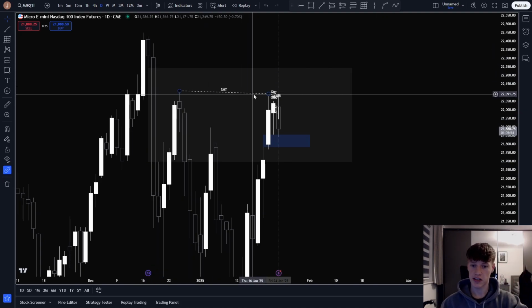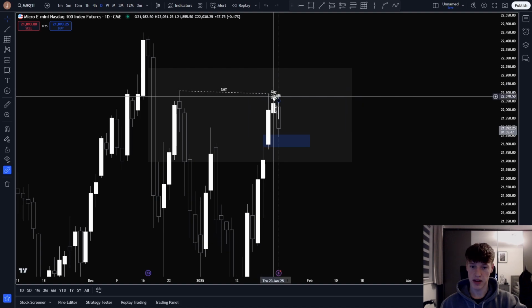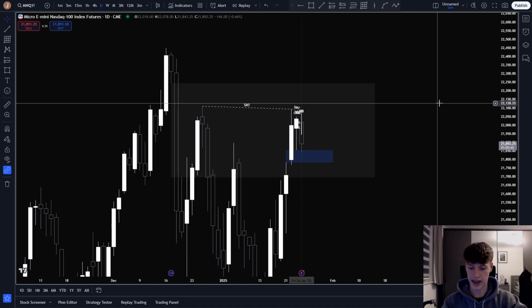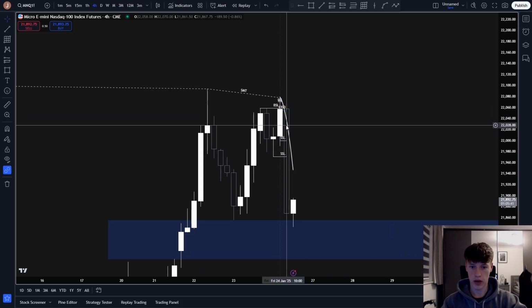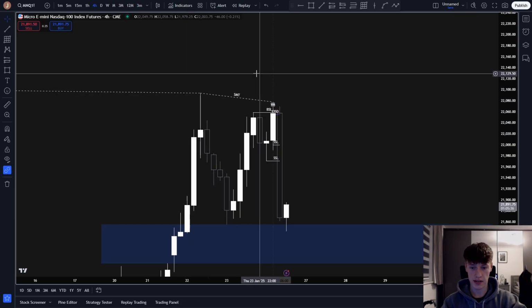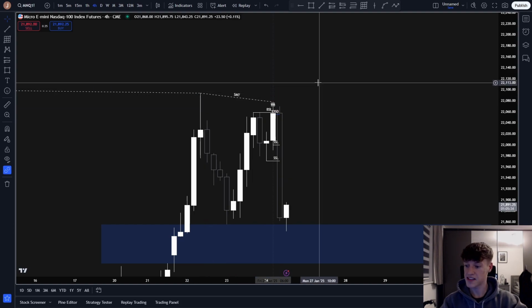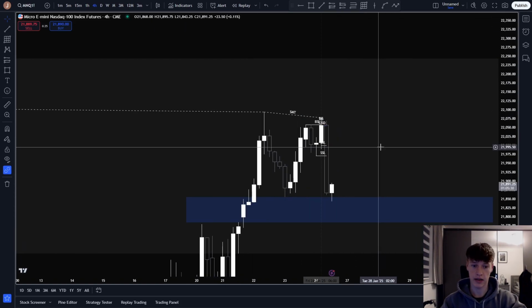And also there is an SMT with ES because ES has taken this high, so NQ made a lower high on the daily. Zooming into the 4-hour now. When you zoom into the 4-hour time frame, there's an SMT at these highs as ES takes this high, NQ doesn't. So another SMT in an area we expect price to reject this daily imbalance.